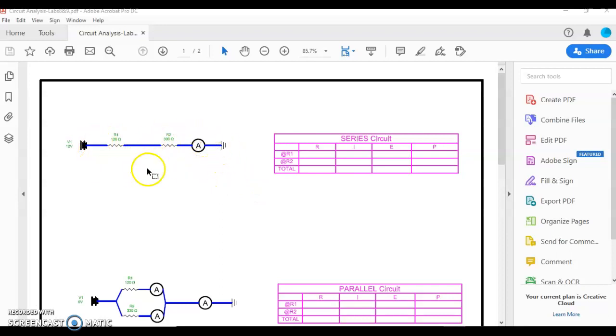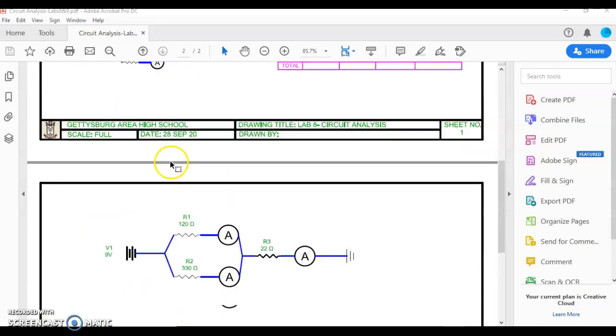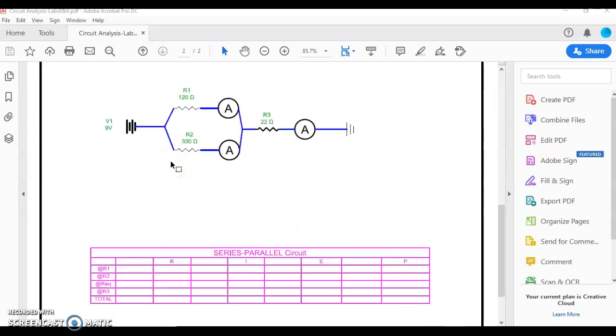Our circuit schematic for Lab 8 included the series and the parallel circuit. It looked very similar to this. And in Lab 9, we added a resistor to our parallel circuit and turned it into a series parallel circuit. So now I'm going to take this analysis and put it into TinkerCAD and review what we did this past week as we proved Kirchhoff's laws.